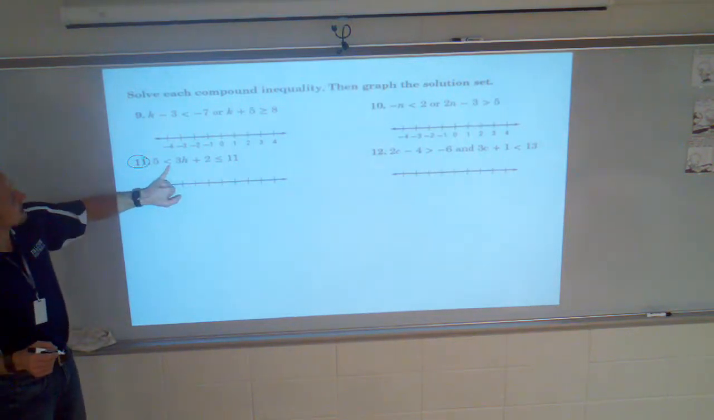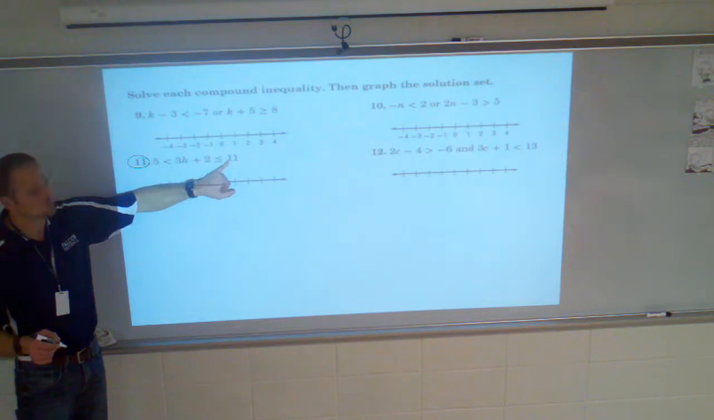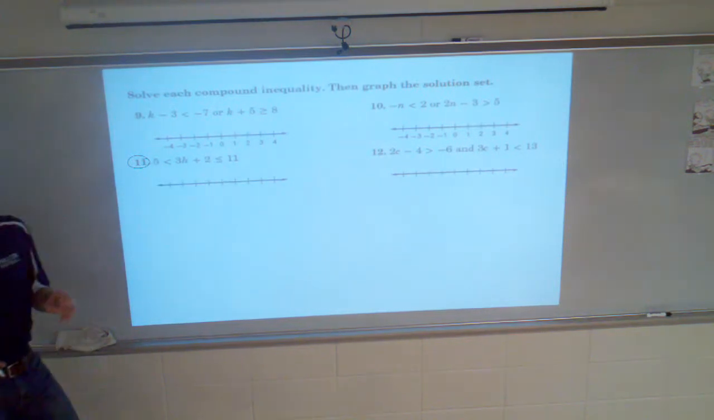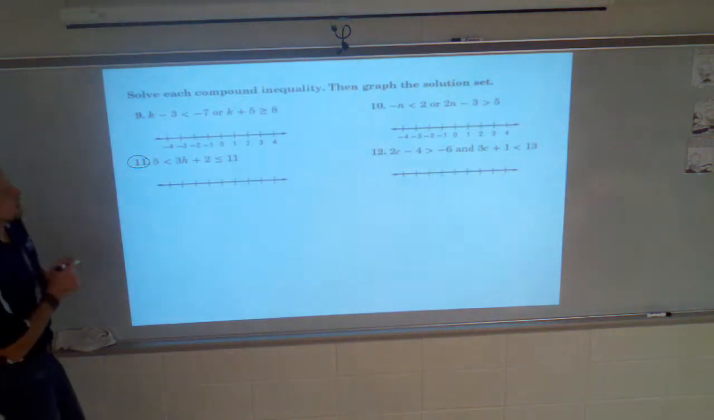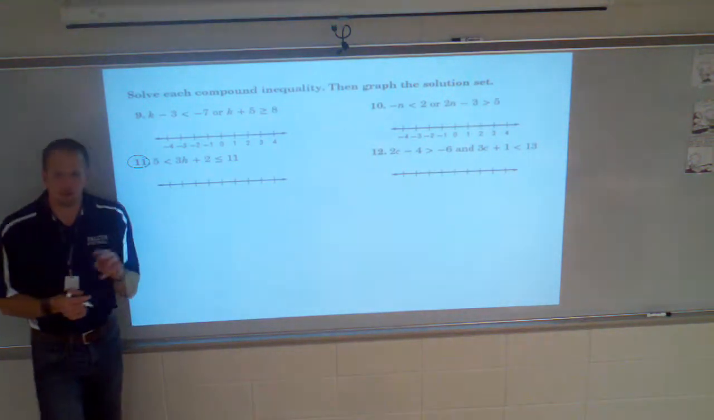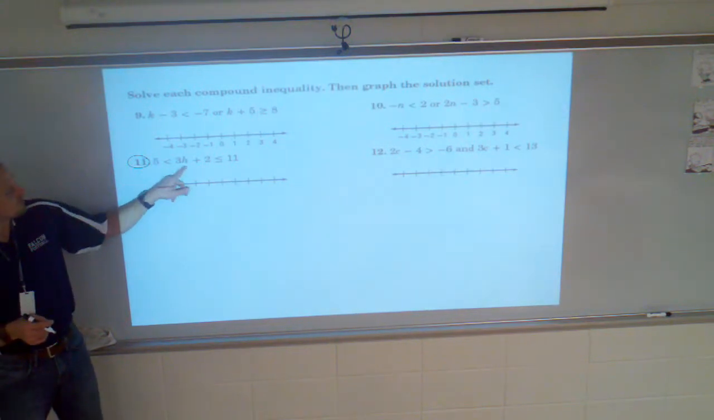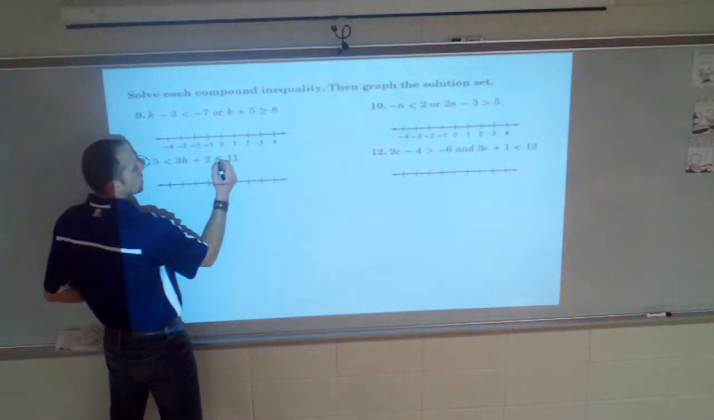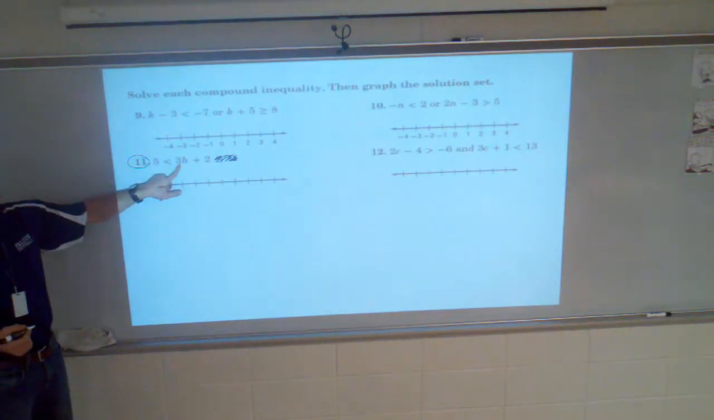5 is less than 3h plus 2 is less than or equal to 11. Alright? Now, this is going to take some patience. Here's what I need you to do. Remember how when we did absolute value, we solved 2 different equations? You're going to have to do the same thing here. Ignore this over here for right now. How do I solve this?